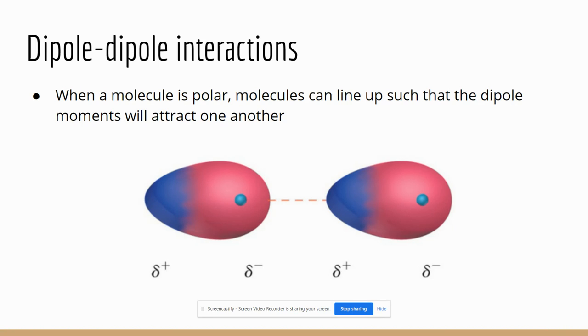So for example, that molecule listed there could be, say, HCl, because we would have the H with a partial positive and the Cl with a partial negative. When you have these dipoles near each other, there will be an attractive force called a dipole-dipole interaction. In order to have a dipole-dipole interaction, you must have a polar molecule.